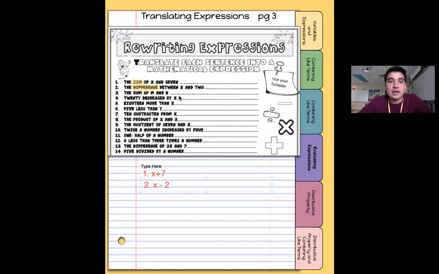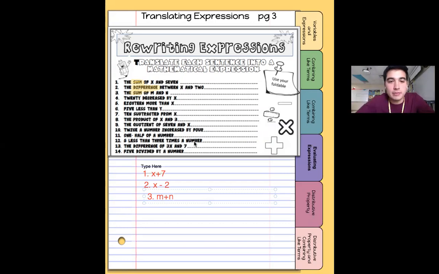So let's go to number 3, the sum of m and n. Again, let's still highlight our keywords. It's a good habit to have. So the sum of m and n. Number 3, sum tells me I'm adding, and I'm going to be adding m plus n, just like that. Okay, so that's 3. We're already 3 down.